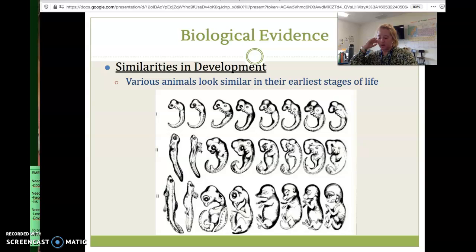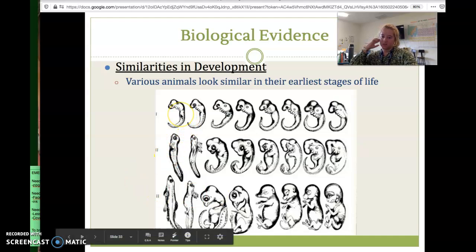And lastly, we have our similarities in development. Various animals look similar in their earliest stages of life. In fact, if I showed you embryonic stages of us, a fish, and a pig, you would definitely not be able to tell what is what. Actually, that's what this picture is right here. So these are the early stages of development, maybe like mid-development, and then our fetal stage. If you look at all of these early development structures, there's really not that much different.